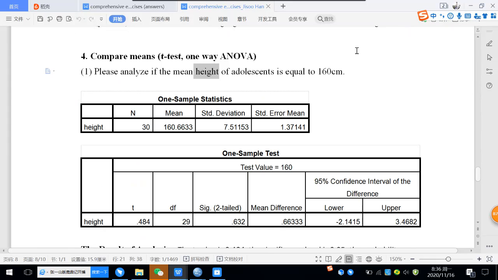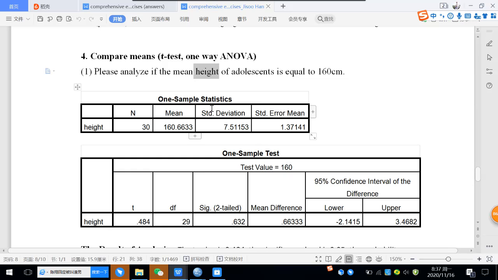Sorry. Okay. Firstly, let's look at practice 4. Question 1 is, please analyze if the mean height of adolescents is equal to 160. For the variable height, normally we consider it to be normally distributed. So according to the question, we can use the one sample t-test.